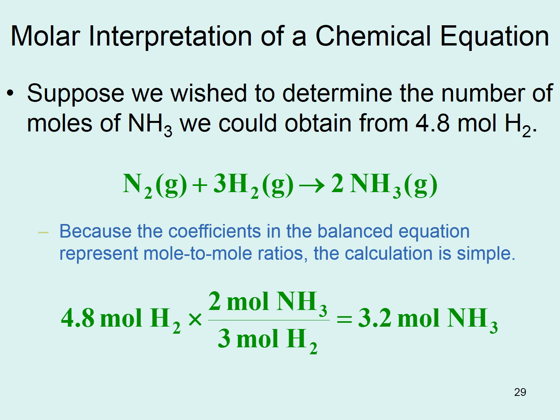And since we make 2 moles of NH3 for every 3 moles of H2, we have to multiply by 2, divide by 3, and we get 3.2 moles of NH3. So this is sort of the crux of the whole thing. If you're converting from one compound to another in a balanced ratio, you always have to multiply by the mole to mole ratio, multiply and divide.